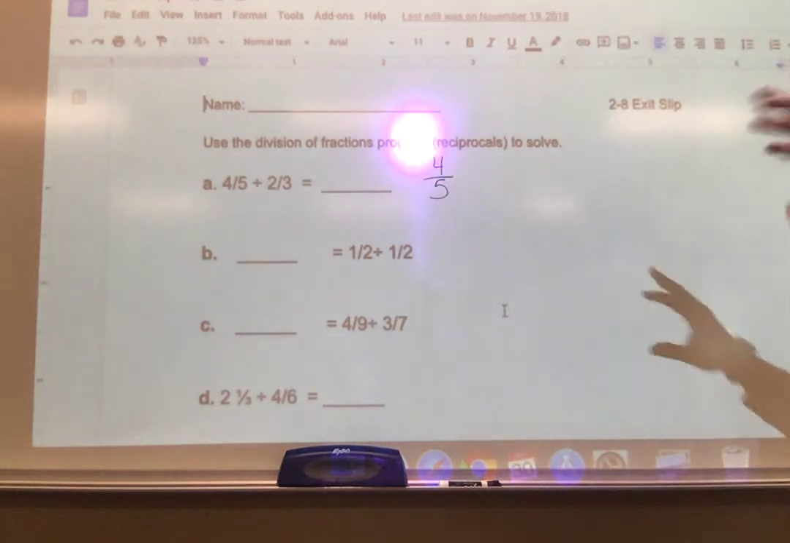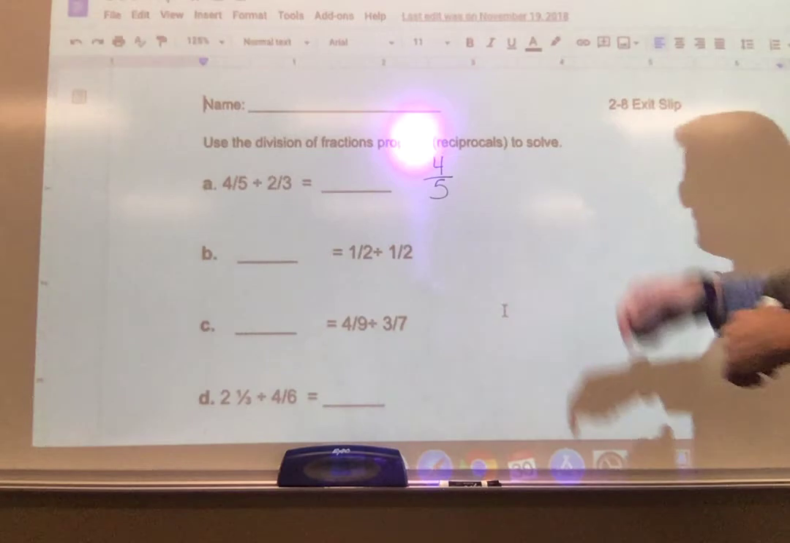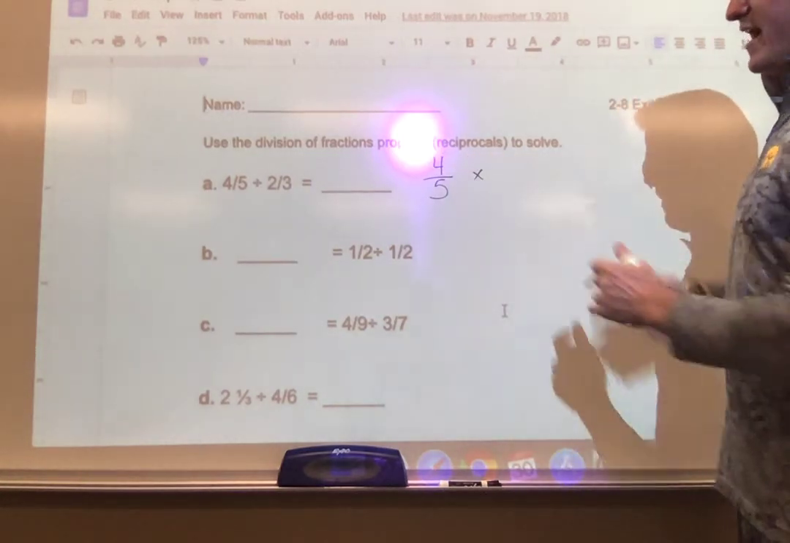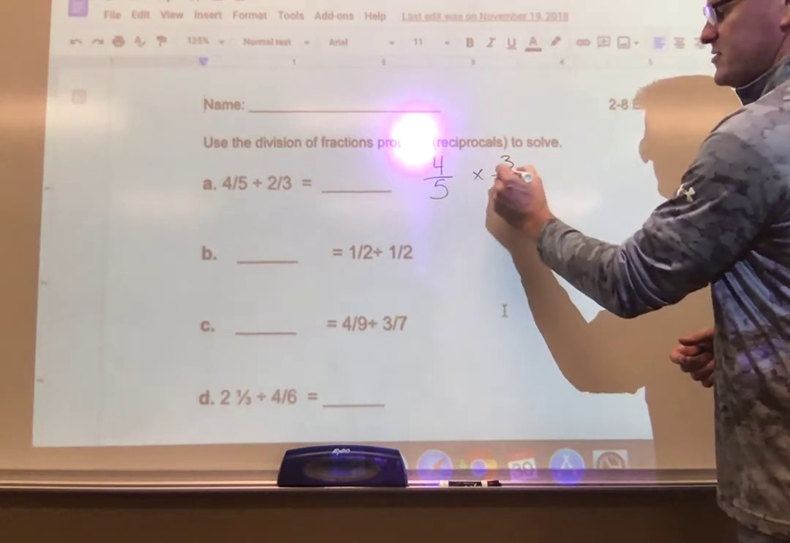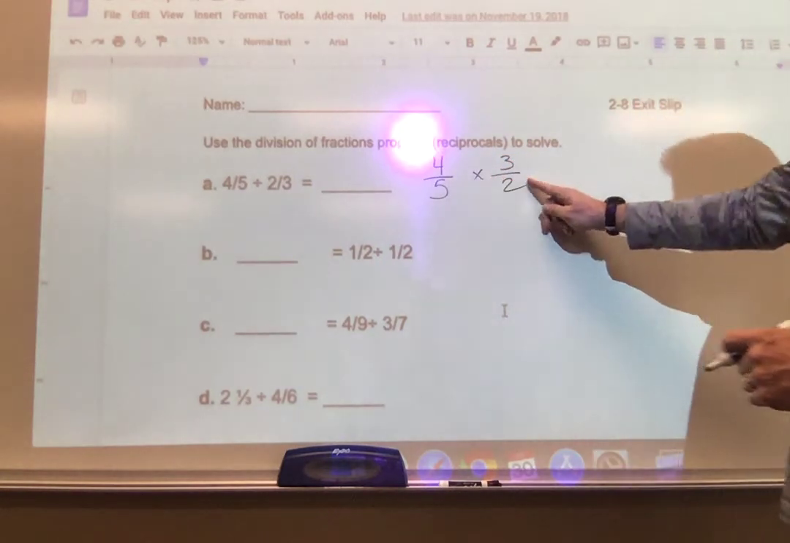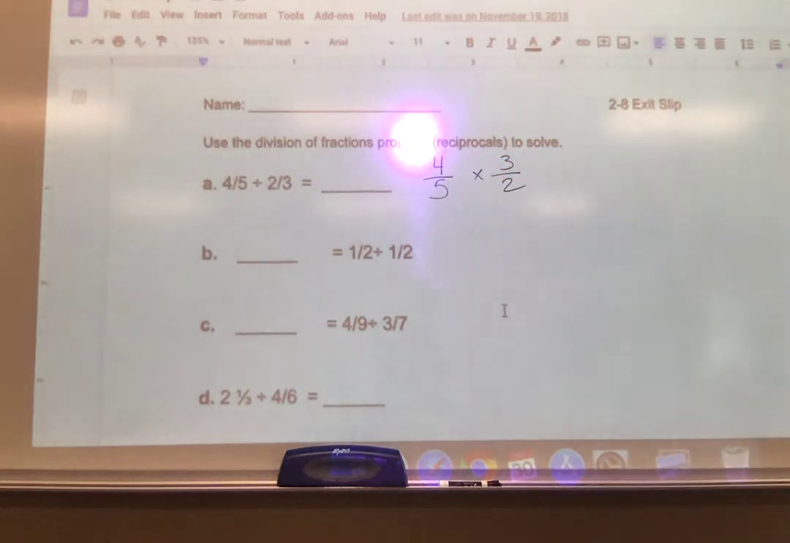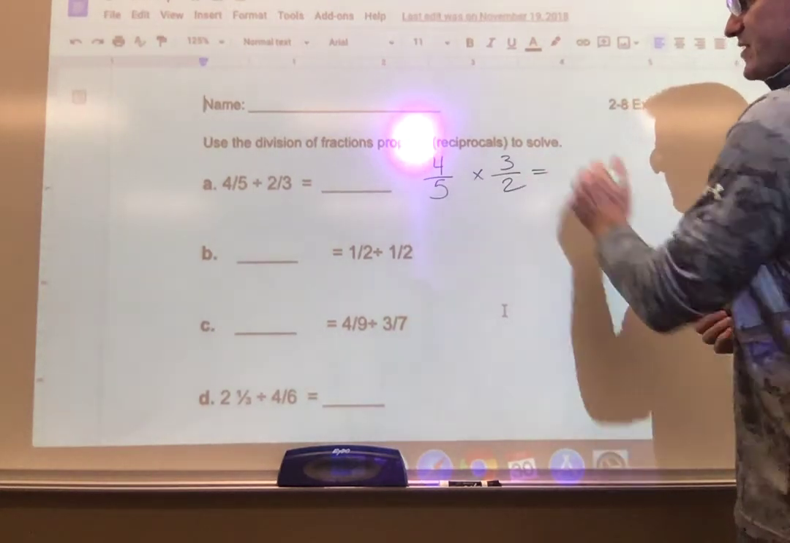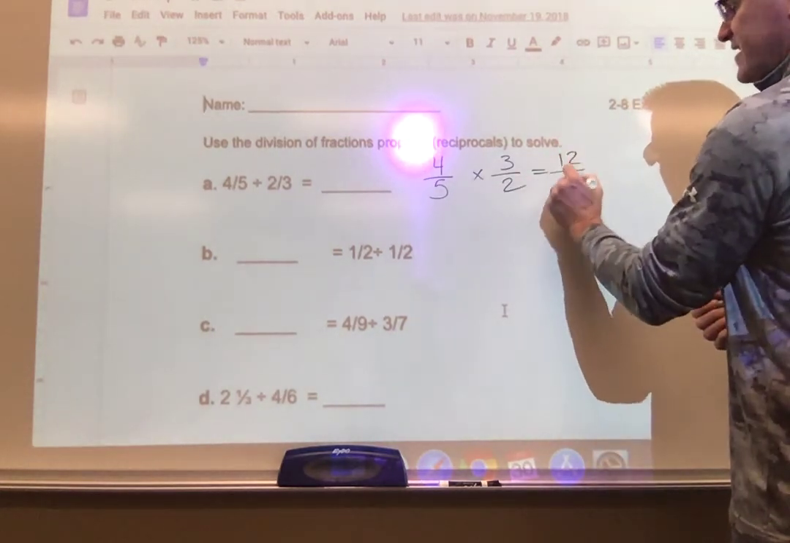We're starting with 4/5 of something, but instead of dividing by 2/3, I can change it to multiplication, and then to undo that, we flip to its reciprocal. 2/3 flips to its reciprocal of 3/2, and dividing by 2/3 is the same as multiplying by 3/2. And we like to multiply because we don't need common denominators, and we can just multiply across. So if we do that, in this case, I get 12/10.